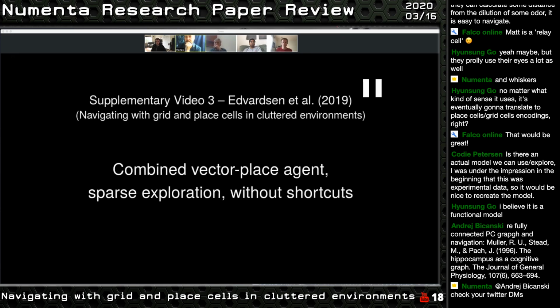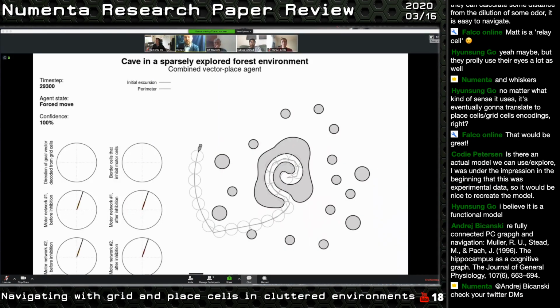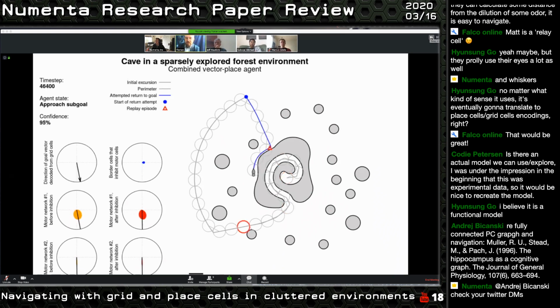All right. Hope you guys can see. So, combined vector place agent, sparse exploration without shortcuts. So you got this agent which traces out. You see the map of the place cells that got formed, right? All these little place cells. You get deflection. You trace back 10 or so.